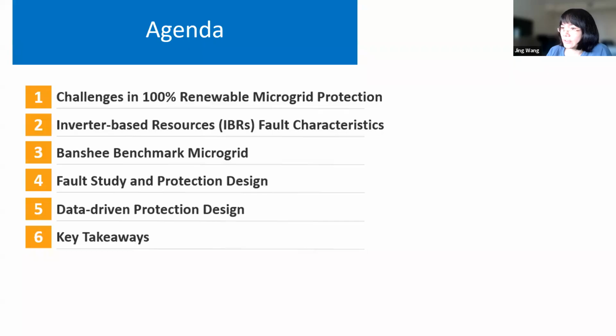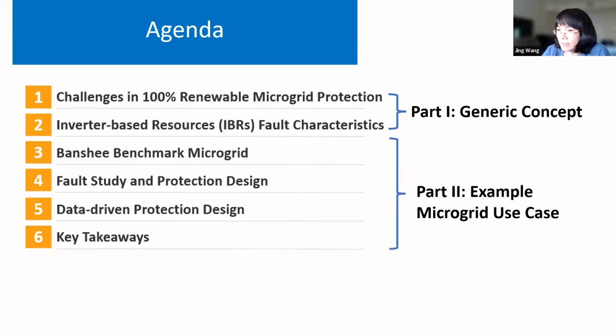In this presentation, we will start from the generic concept. That's part one. We will talk about the protection challenges for 100% renewables. Then we will look at the characteristics of IBR, inverter-based resources. With that, we will use an example microgrid as a use case to see how you can do the full study and use traditional protection design to design the protection for this type of microgrid. Then we will also talk about data-driven protection. Finally, we will wrap up and show you some key takeaways from our work. With that, we would like to get started.